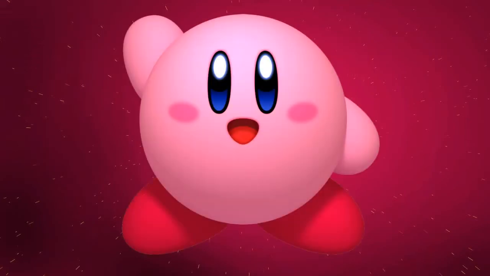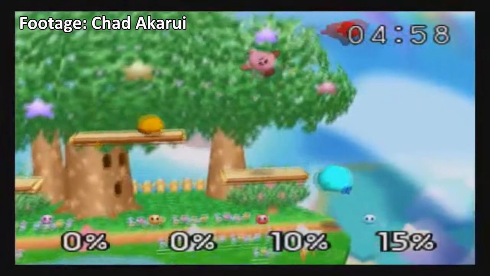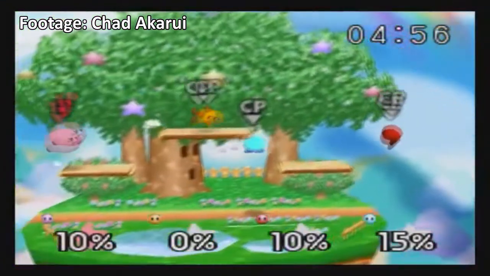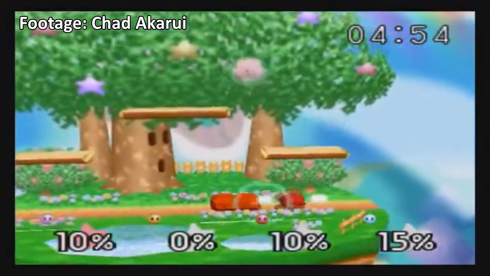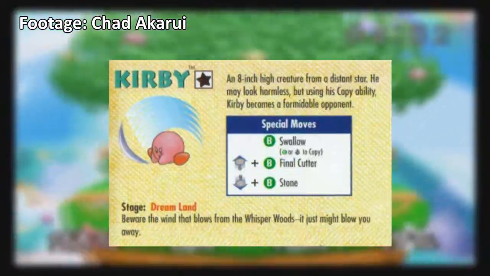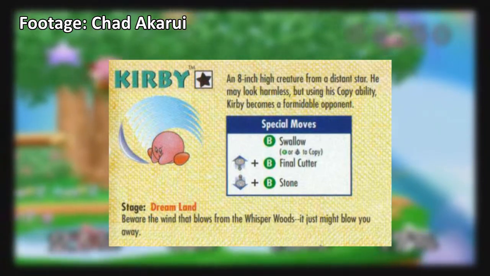A very special, very useful tool. May I introduce the most helpful, most adorable scale of measurement ever to exist? Hi! Kirby! Kirby is one of few characters to be given an actual height in the Smash 64 instruction manual, being described as an 8-inch high creature from a distant star.